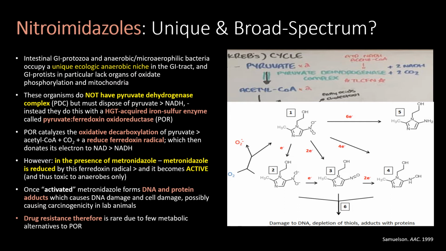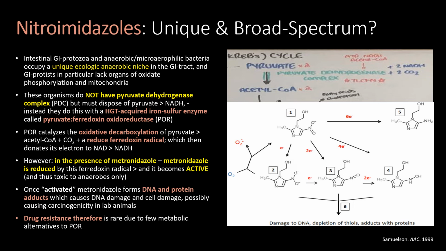Instead, they might have acquired an iron-sulfur enzyme through horizontal gene transfer from bacteria called pyruvate ferredoxin oxidoreductase, or POR, which catalyzes the decarboxylation of pyruvate into acetyl-CoA and a carbon dioxide molecule with a ferredoxin radical in the process, which then donates its promoted electron to reduce NAD to NADH as an energy carrier. Fascinatingly, remember that thiamine, or vitamin B1, is a normal cofactor for pyruvate dehydrogenase in humans.